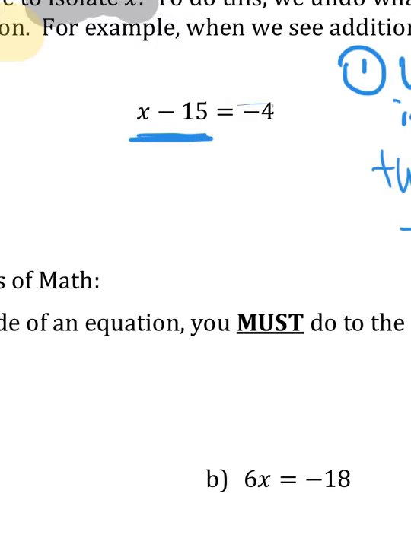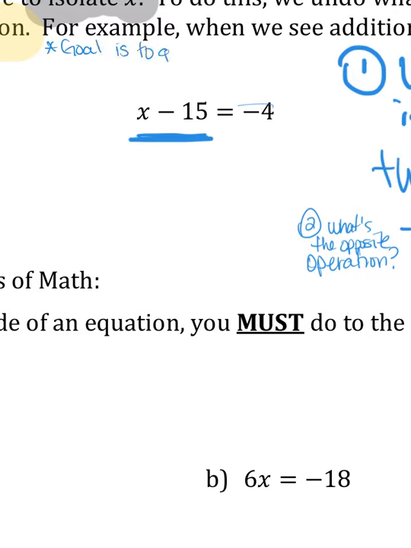So what's the opposite? So number 2 then is, what's the opposite operation? And in this case, it's going to be adding. So we're going to add 15 to both sides. And basically what that does is it's going to get rid of this 15 on this side. Because remember, our goal is always to get our letter by itself. So goal, squad goals, is to get the variable.